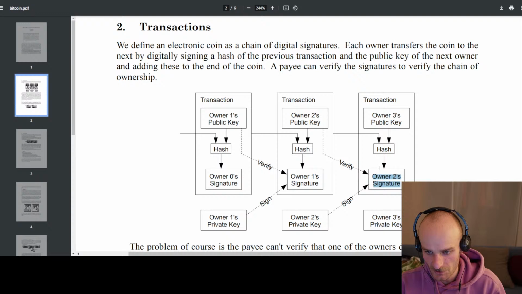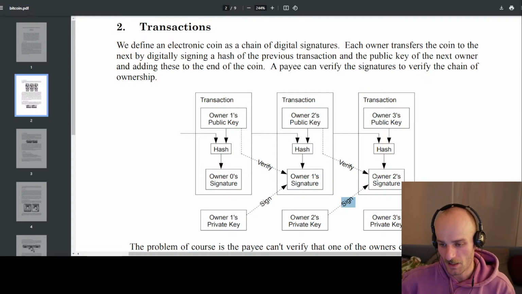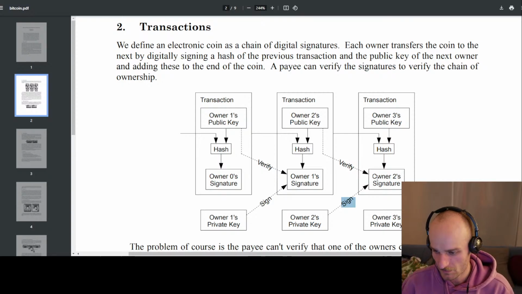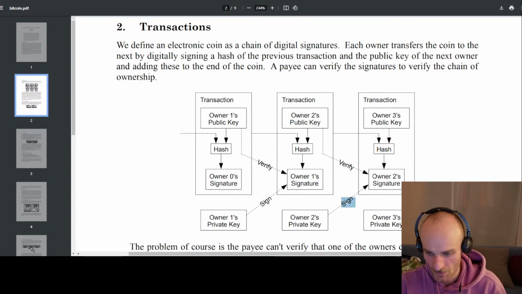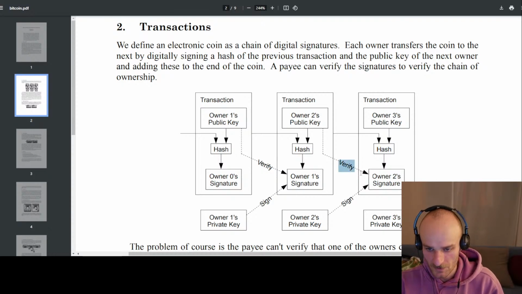This transaction will be verifiable using his public key. So here we can see that the private key is used by owner 2 to sign a statement, okay, I'm giving you X bitcoins. So signing it with the private key makes this hash of a transaction verifiable using the owner's public key.